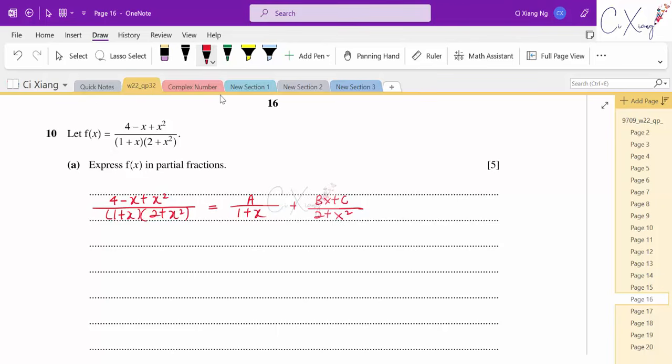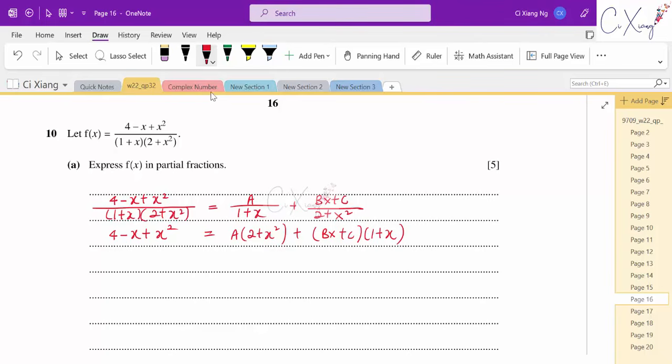Okay, multiply the whole equation by the denominator on the left hand side, so that all the denominators can be cancelled off. So I have 4 minus x plus x squared equals 1 plus x cancelling off with 1 plus x, therefore A is multiplied with 2 plus x squared. Bx plus C has to be multiplied with 1 plus x because the 2 plus x squared has been cancelled off.